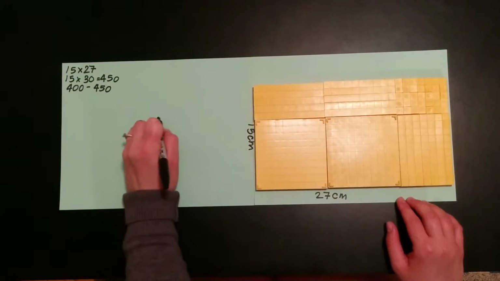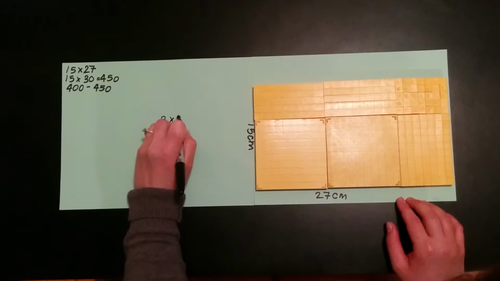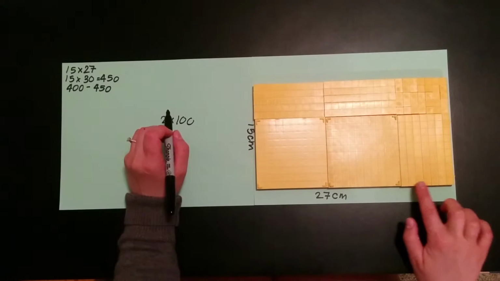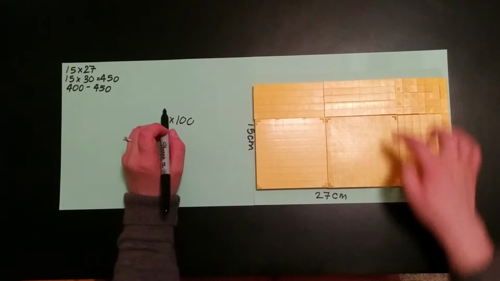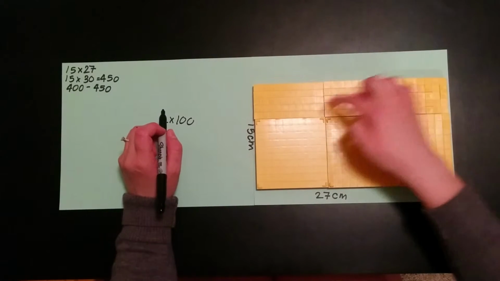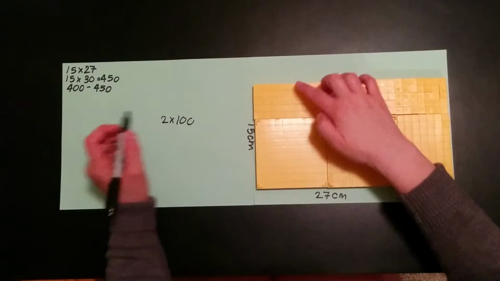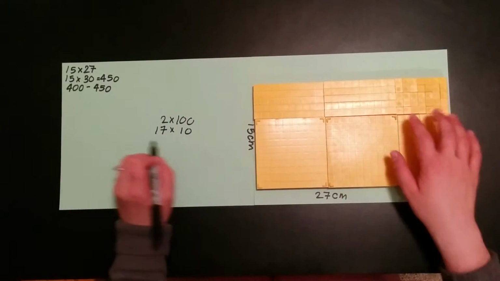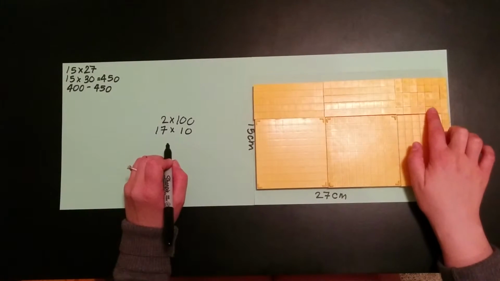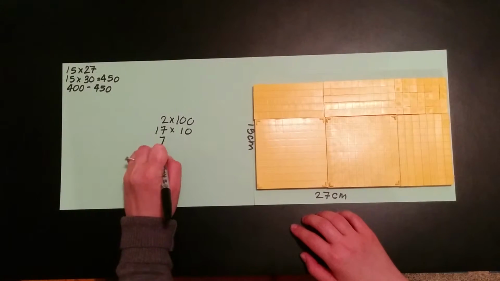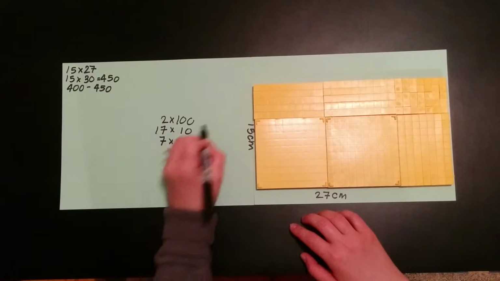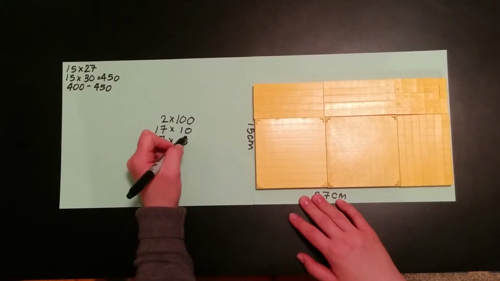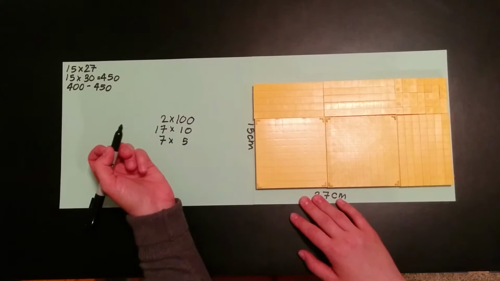So I can see that I have 2 groups of 100. So I'm going to write that down here. And I have 1, 2, 3, 4, 5, 6, 7, 8, 9, 10, 11, 12, 13, 14, 15, 16, 17 groups of 10. And I have 1, 2, 3, 4, 5, 6, 7 groups of 5. So if I calculate these products and add them together, I'll get my answer for 15 multiplied by 27.